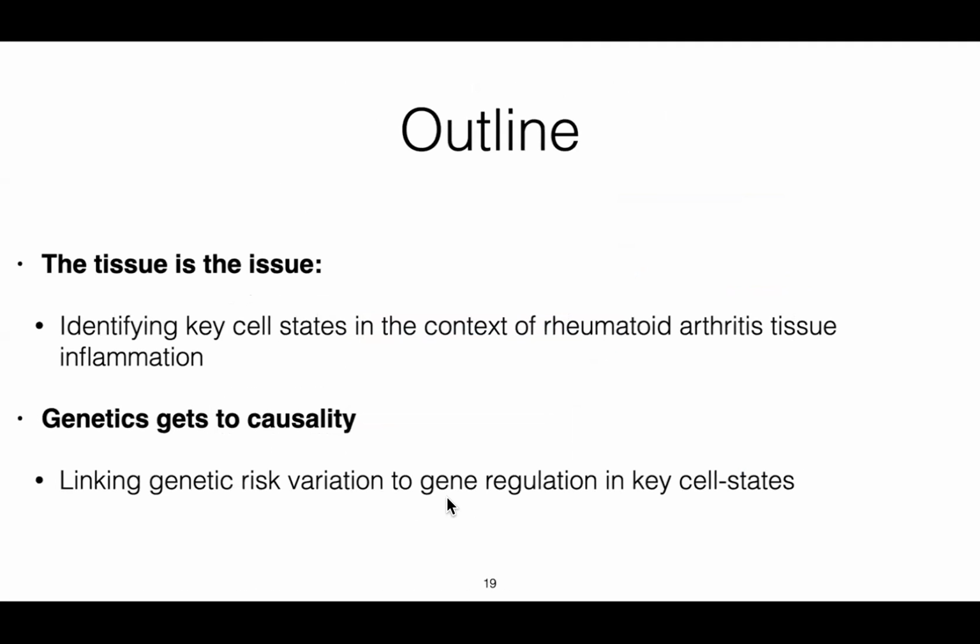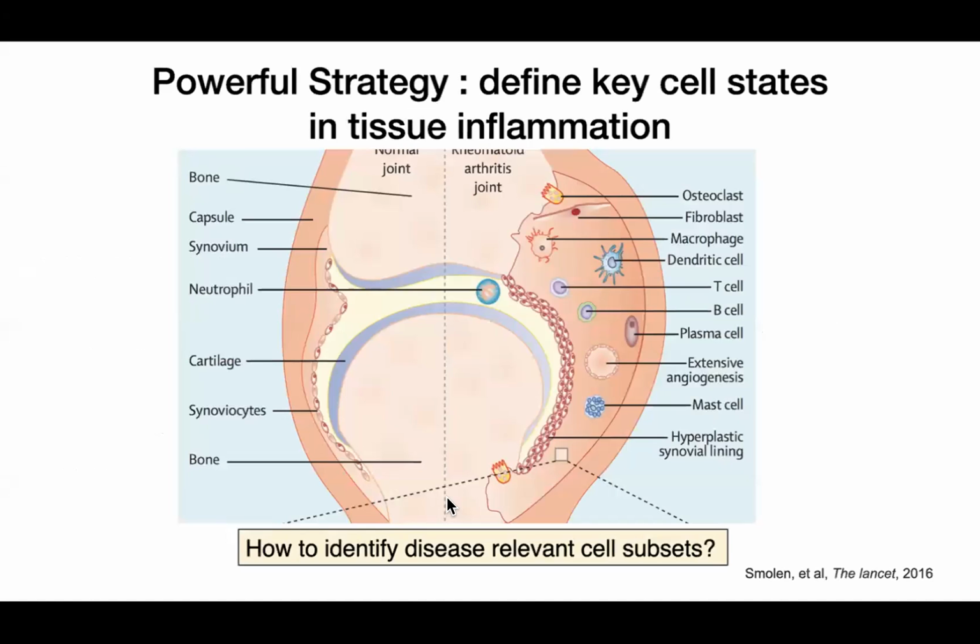So the tissue is the issue. So identifying key cell states in the context of rheumatoid arthritis tissue inflammation is going to be one of our goals. The other one of our goals is using genetics to get to causal mechanisms. So it's really great to find a cell state that's expanded in RA cases, but how do you know that it's not a passenger population? How do you know it's actually driving inflammation? And I'm going to argue that this is where genetics can be really useful as we try to understand what's going on.